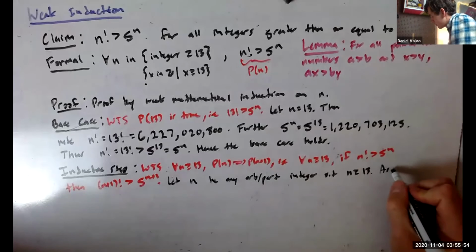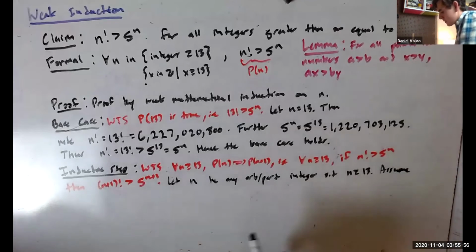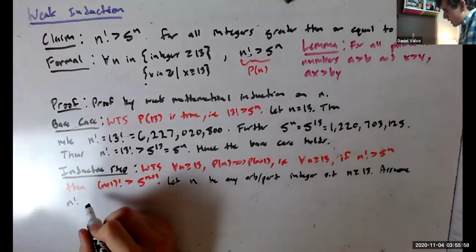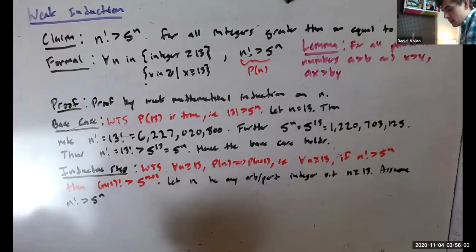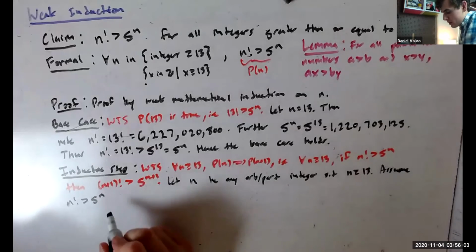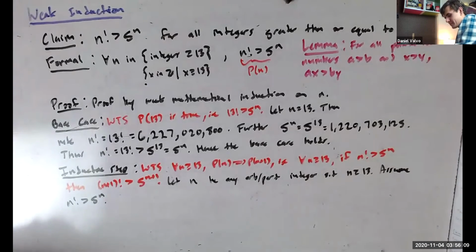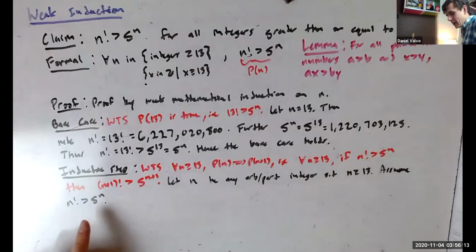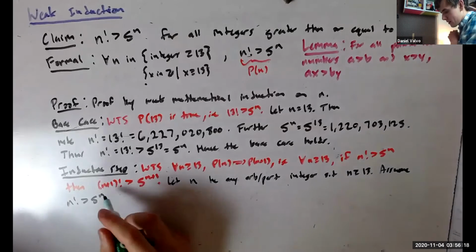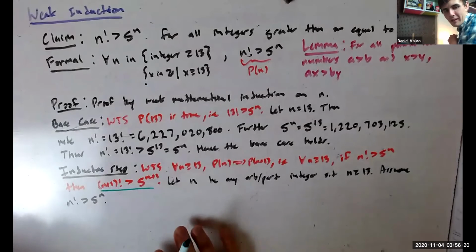So assume n factorial is greater than 5^n. All right. Now, how do you guys think we can get from this fact to proving this?